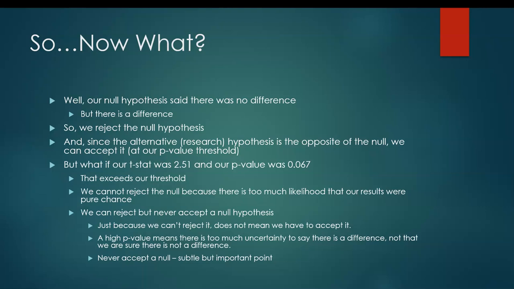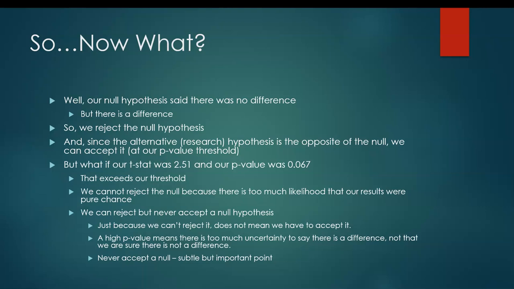0.067 is just a little higher than our threshold of 0.05. So that exceeds our threshold. So we fail to reject the null hypothesis because there's too much likelihood that our results were pure chance, that they're not meaningful. Keep in mind, and this is important, we can reject a null hypothesis, but we can never accept a null hypothesis. When we reject a null hypothesis, all we are saying is that there's too much evidence for us to say the null hypothesis is true.